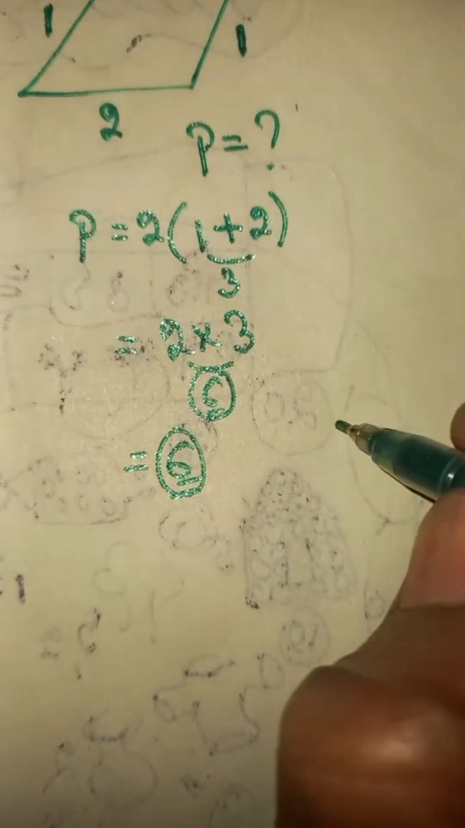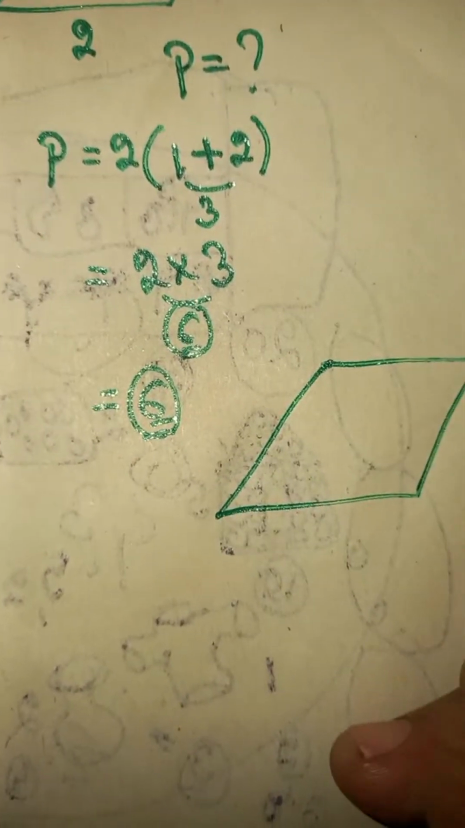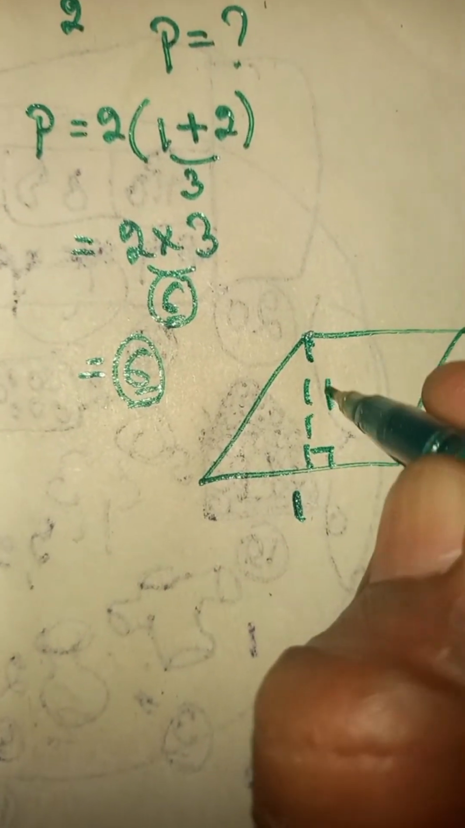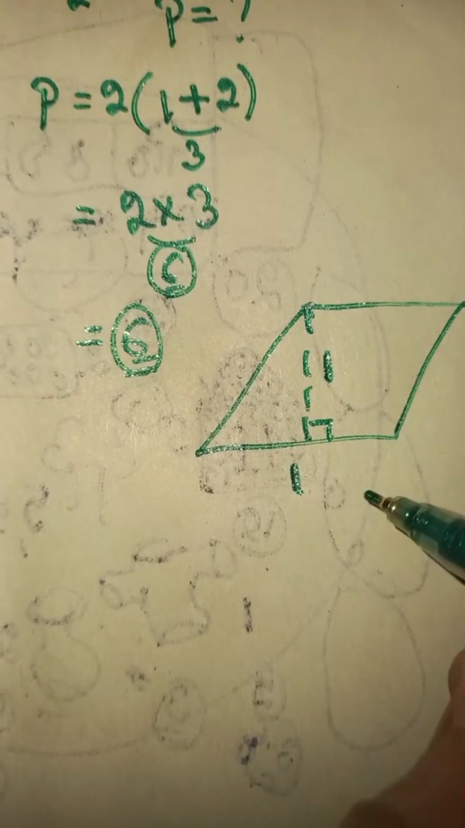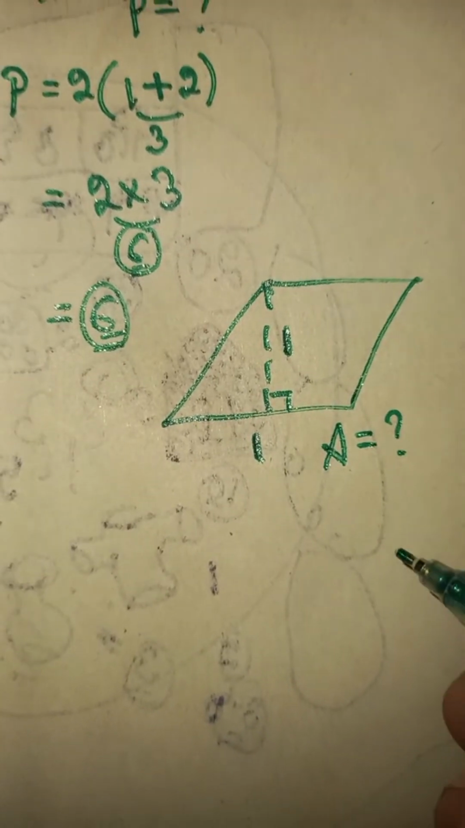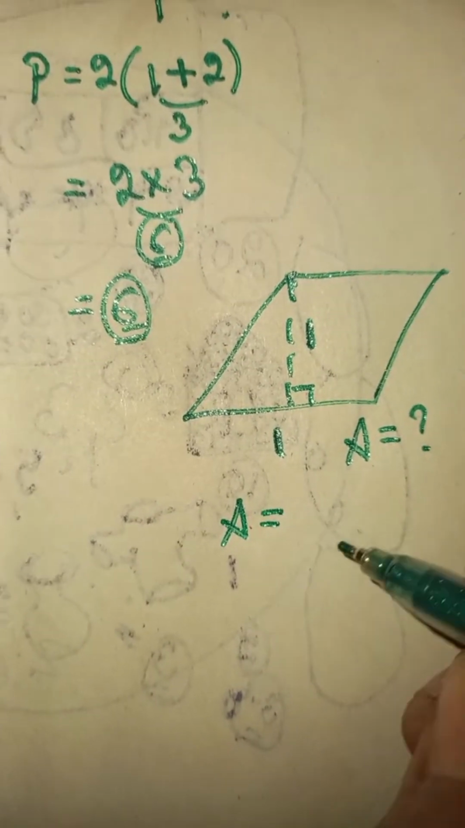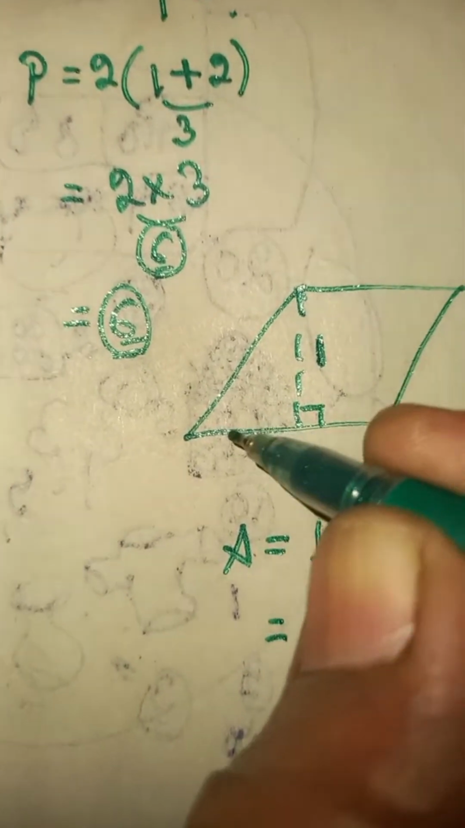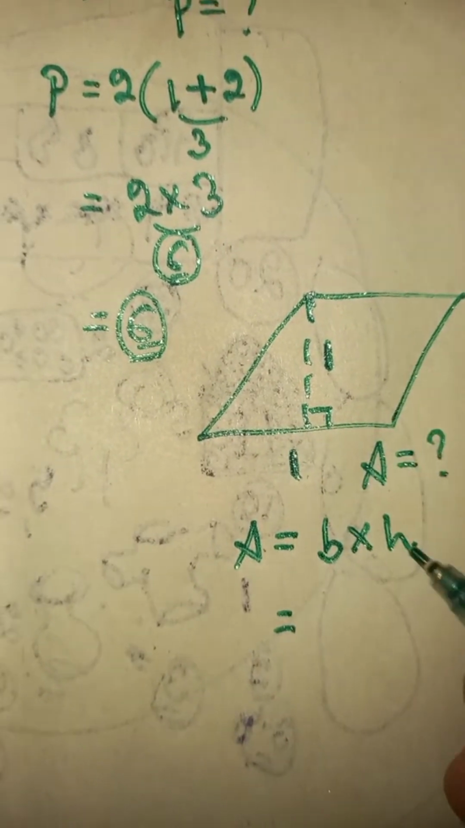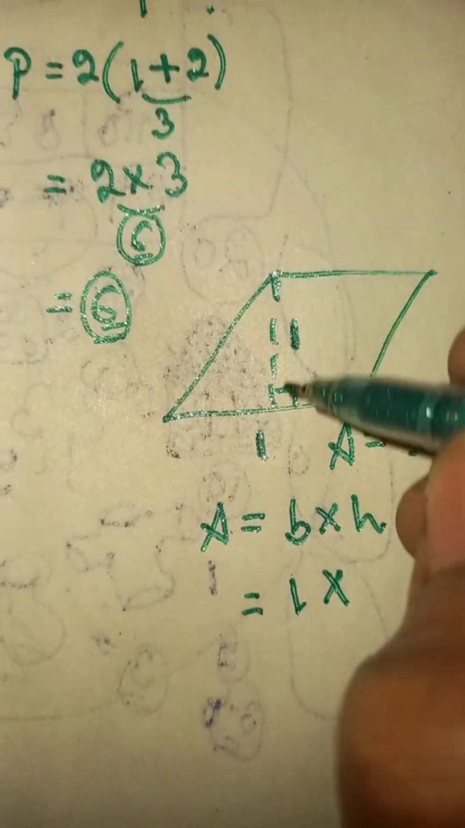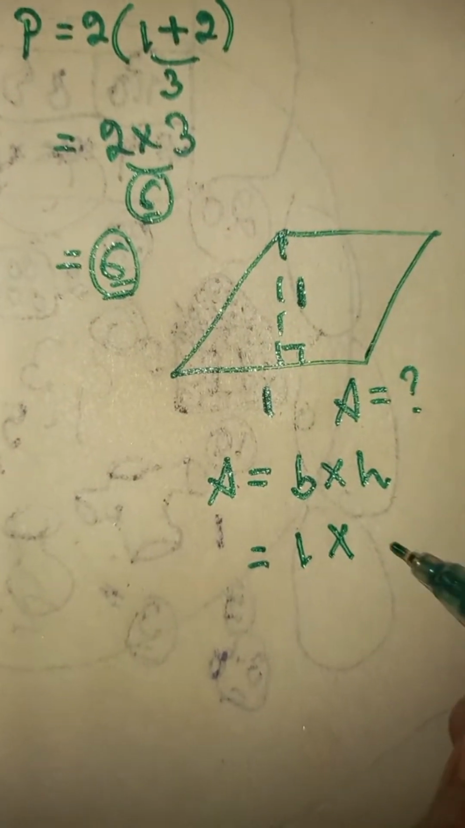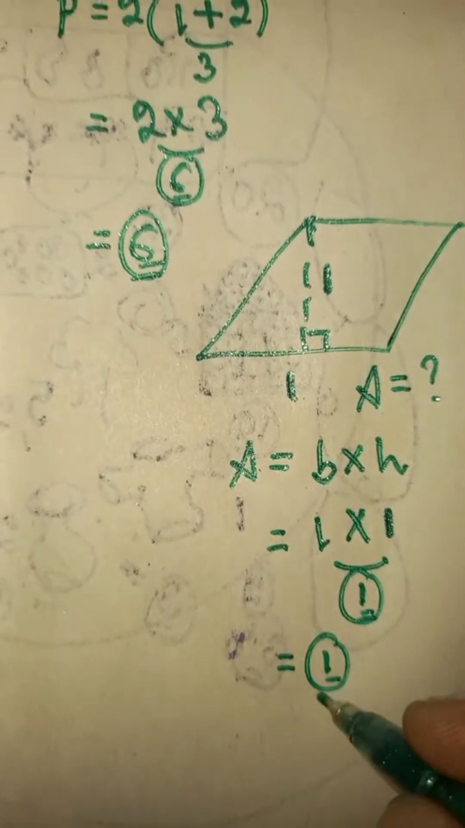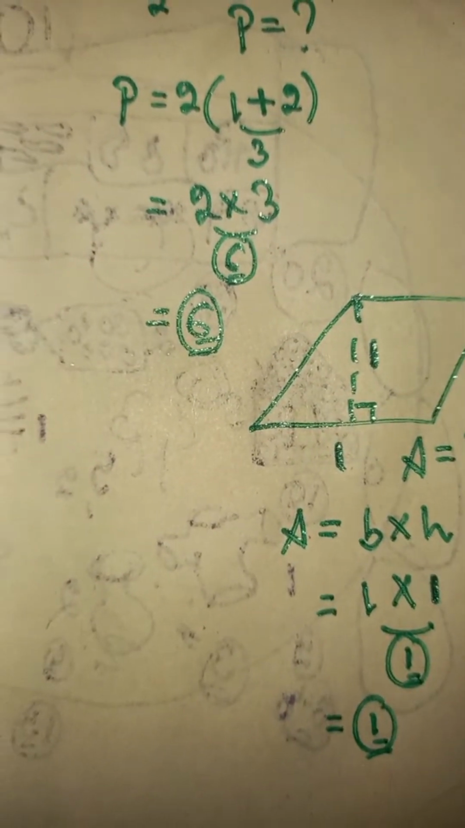Let's find out the area of the same parallelogram. Here they give the base length as 1 unit and the perpendicular height as 1 unit. You need to find out the area of the parallelogram. Area of parallelogram can be written as base times perpendicular height. Here this is the base, which is 1 unit, times the perpendicular height, which is also 1 unit. 1 times 1 remains 1. 1 square unit is the area of this parallelogram.